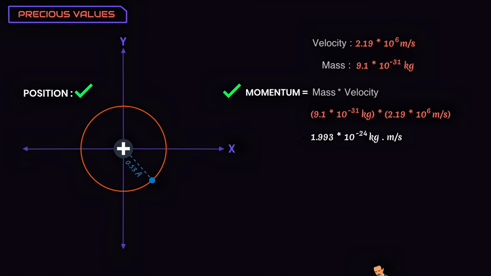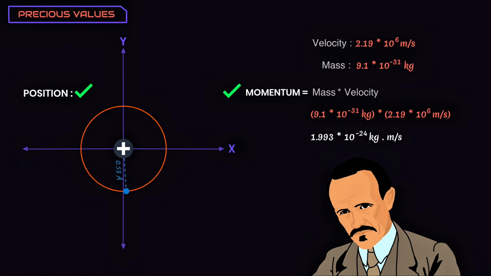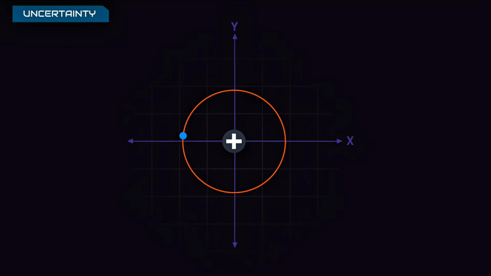However, Heisenberg proposed a different perspective and questioned these precisely predicted values. And there is a reason for this. Consider the electron as a particle orbiting the nucleus.